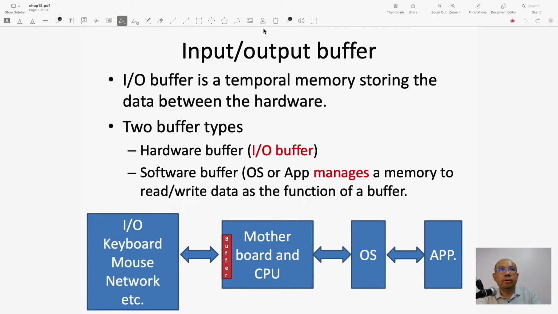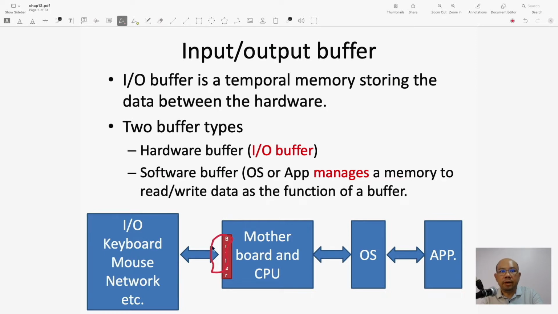What is the buffer? The buffer is a temporal memory. Look at this picture. A buffer is like a box here. The buffer has the function of keeping data before transferring it to another place. The buffer sits between the I/O, such as keyboard, mouse, and network, and the memory, motherboard, and operating system.